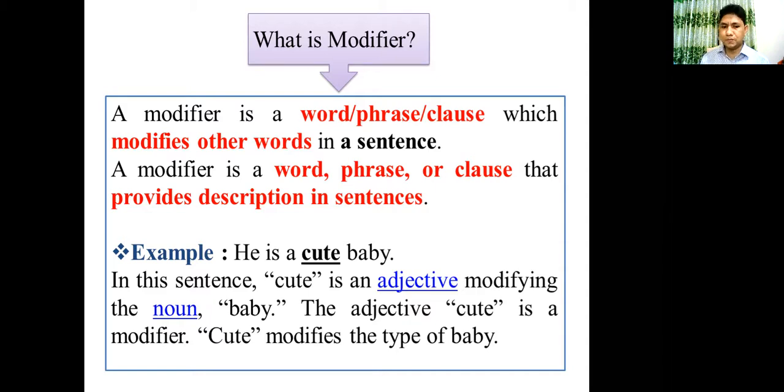Have a look. There is an example. He is a cute baby. In this sentence, cute is an adjective. You know, cute is an adjective modifying the noun baby. The adjective cute is a modifier. It modifies baby. So you see, cute modifies the type of baby. So here cute is an adjective and it modifies the noun baby.